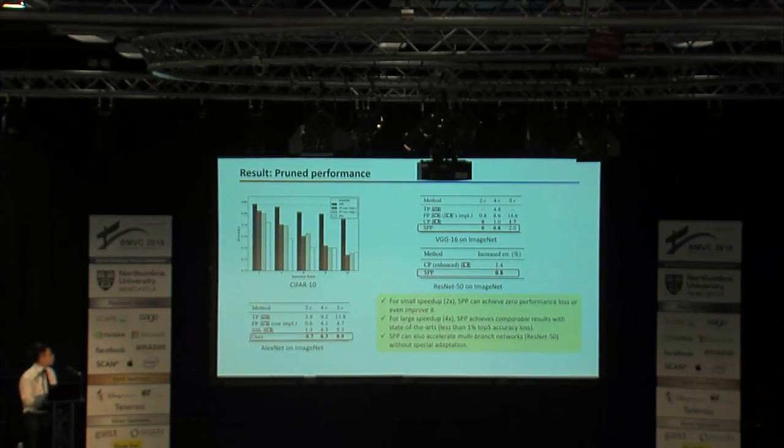Okay, this is the result. For example, if we see that there are several popular nets like AlexNet, VGG, and ResNet, and if we speed up AlexNet 2 times, then for our method it even increases the accuracy. And it could be seen that in most of the times our method performs the best compared with other 3 methods.